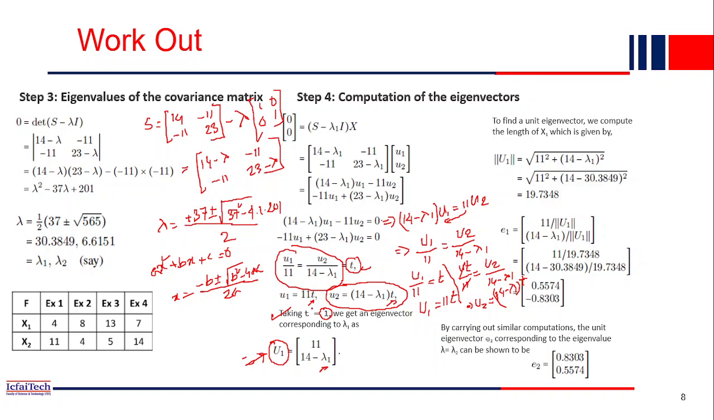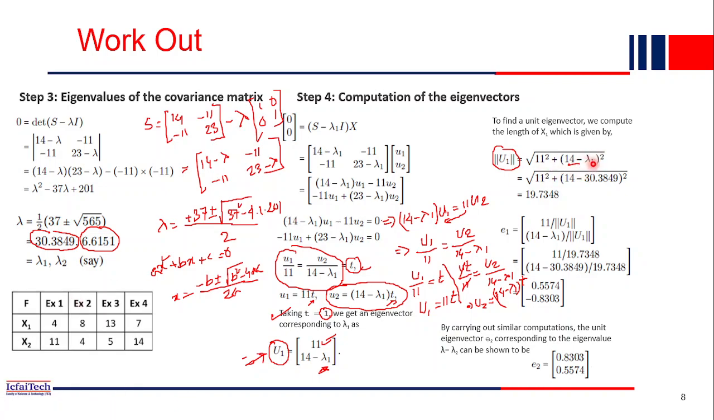So now we have not substituted lambda 1 and lambda 2. We just kept it lambda 1, right? Lambda 1 value is this one and lambda 2 value is this one. Already we have calculated. So now what is the length of the matrix? Same thing what we have done during the SVD also. So this will be square root of 11 square plus 11 square plus (14 minus lambda) square. Exactly same thing we have done during the SVD also.